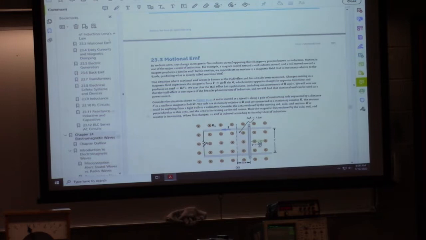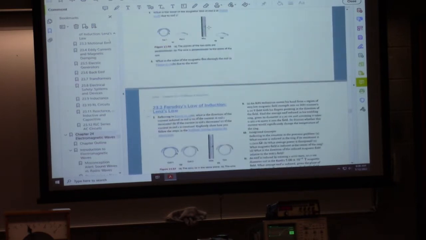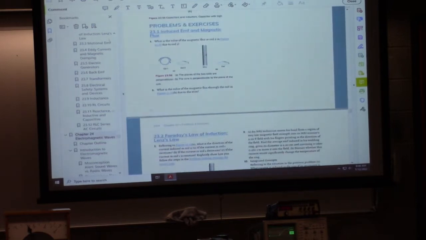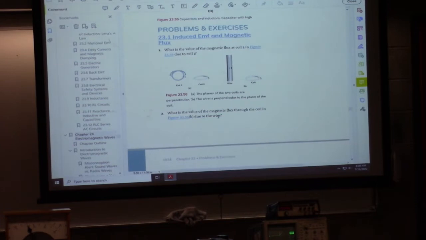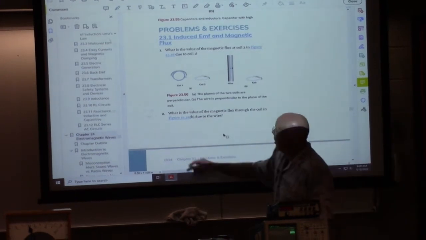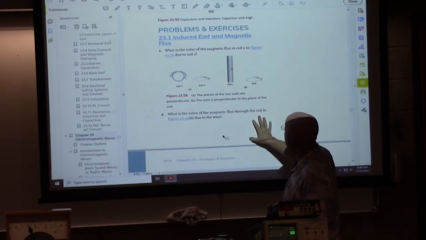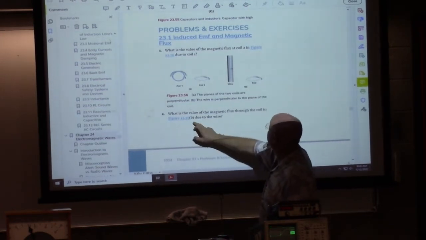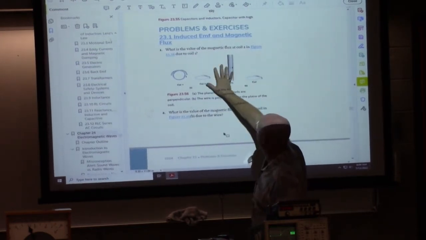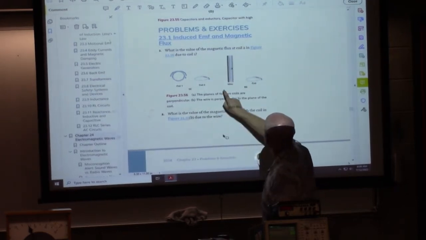I wrote it down with page 1052, and say, let's take a look then at problem number 2, and I'll make it a little bigger here for the screen. And so problem number 2 says, what is the value of the magnetic flux through the coil in figure 56? So here's figure 56 right here. B.